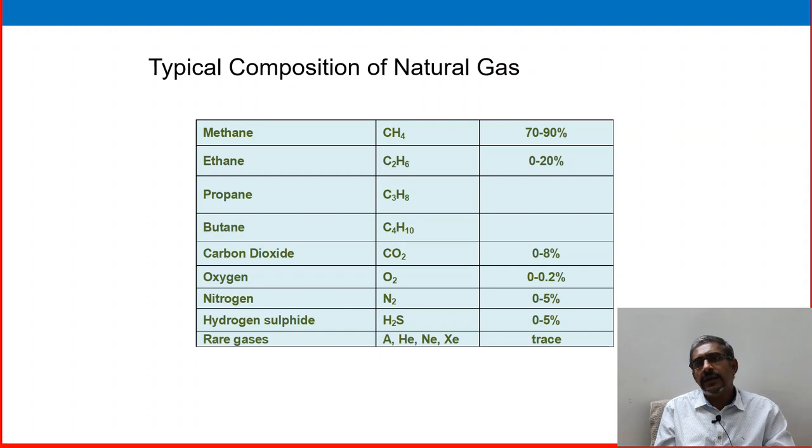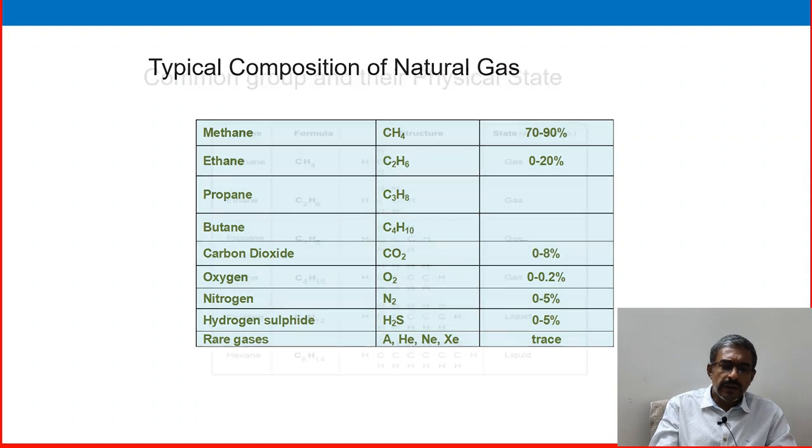Normally, when we get wet, sour natural gas from the well, we get it like this. It can vary from place to place, even though commonly the composition is like this. CH4, C1, is 70 to 90 percent, ethane C2 is 0 to 20, sometimes propane will be there, sometimes butane will be there. So it can vary a little bit. And carbon dioxide, oxygen, nitrogen, hydrogen sulfide and rare gases are there.